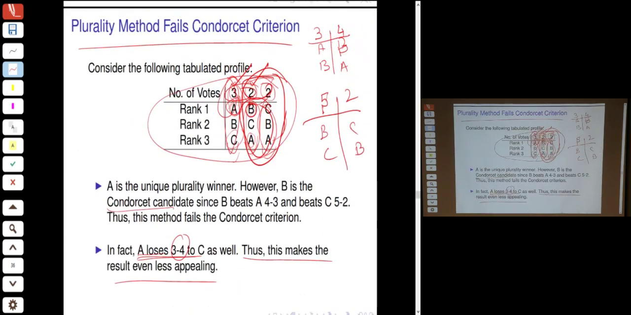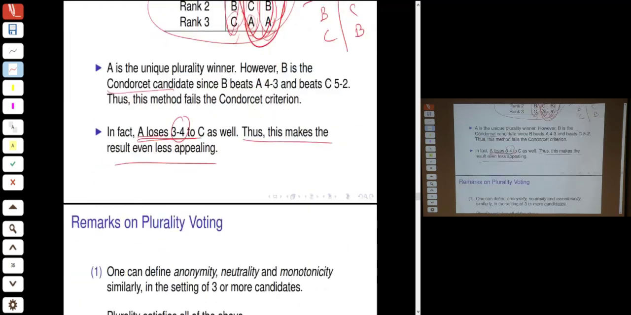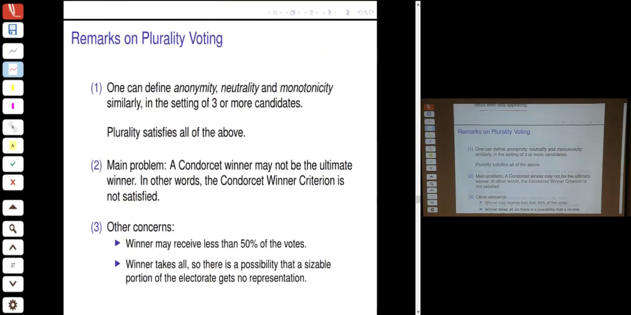Okay. So these are some problems with the plurality method, and we will continue in the next lecture. We will stop here today and continue in the next lecture, beginning with some more remarks on the plurality method.